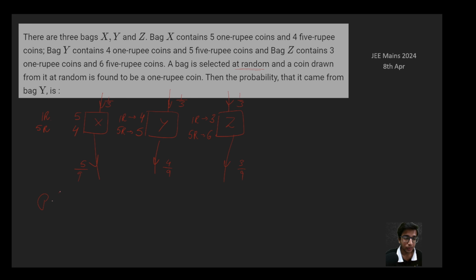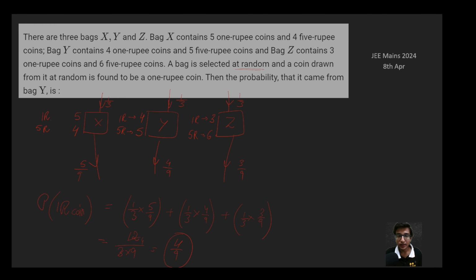So what is the total probability of me finding out a 1 rupee coin? It is going to be 1 by 3 into 5 by 9 plus 1 by 3 into 4 by 9 plus 1 by 3 into 3 by 9. So what am I going to get from this entire calculation? 5 plus 4, 9, 9 plus 3, 12. 12 by 3 into 9, 3 4s. So from here we get 4 by 9 to be the total probability. Now this is the total probability of me finding a 1 rupee coin in any of these 3 bags.